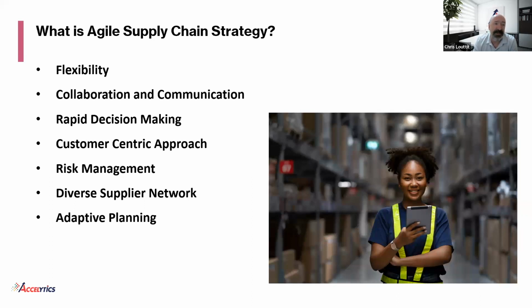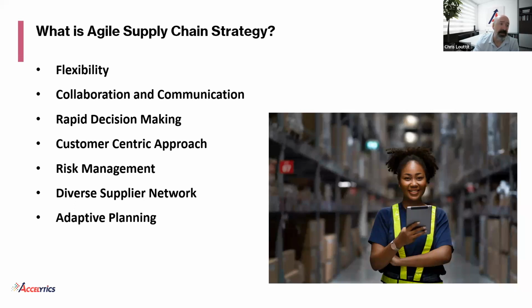The key principles of an agile supply chain include: number one, flexibility, building the capacity to quickly change production plans, suppliers, and distribution methods to respond to changing customer needs and market trends. Also establishing strong communication and collaboration channels within the supply chain to share information and respond effectively to changes. Thirdly is rapid decision-making, empowering teams to make quick decisions at various levels of the organization to address disruptions and seize opportunities. The next one is tailoring products and services to meet specific customer demands, even if it requires variations in production or distribution.